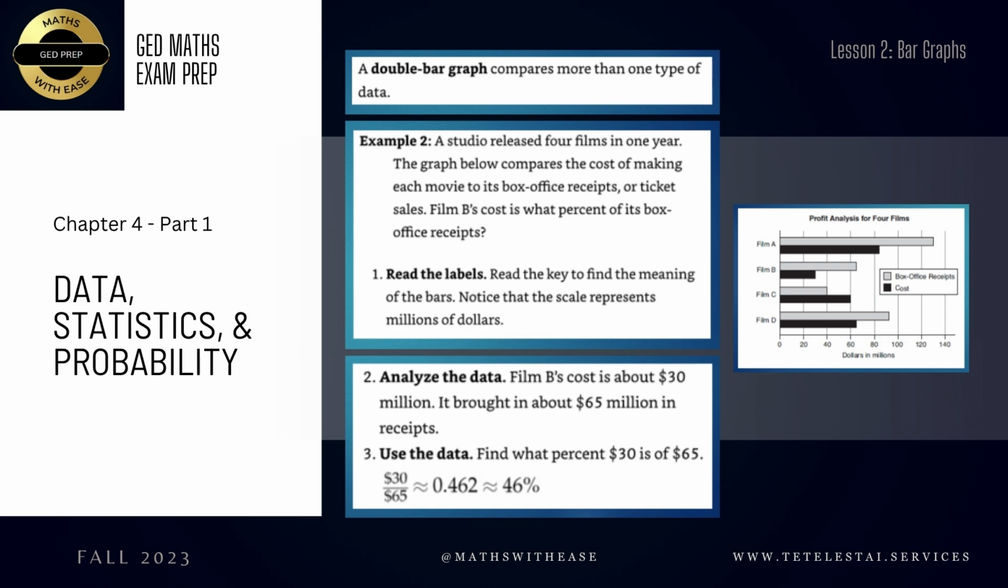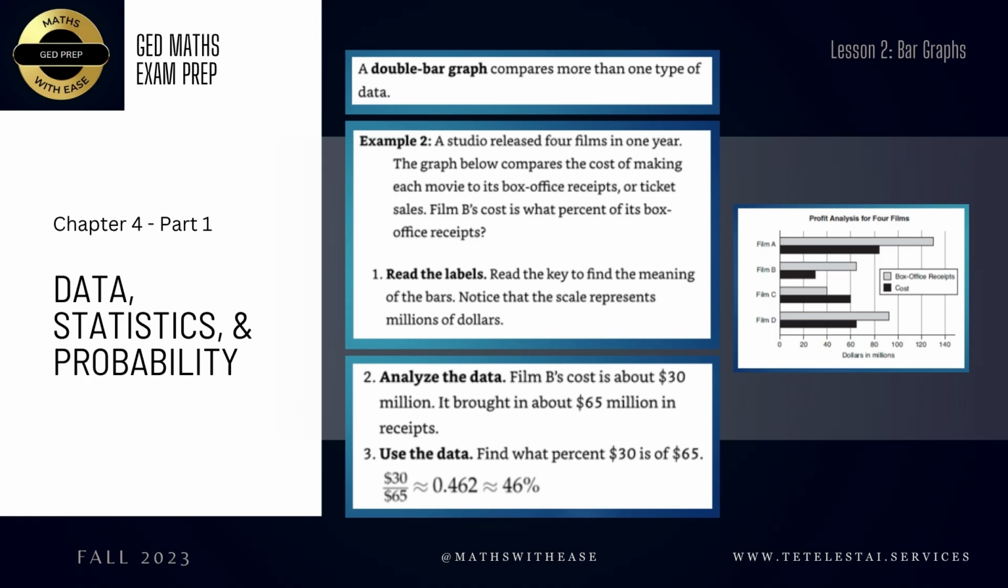So a double bar graph usually contains more than one type of data, right? And we'll see that in this example. We're being told that a studio released 4 films in 1 year, and that the graph below compares the cost of making each movie to its box office receipts, or ticket sales. Film B's cost is what percent of its box office receipts.